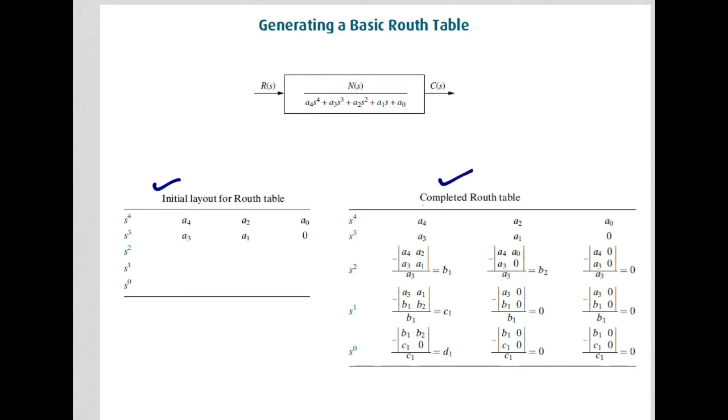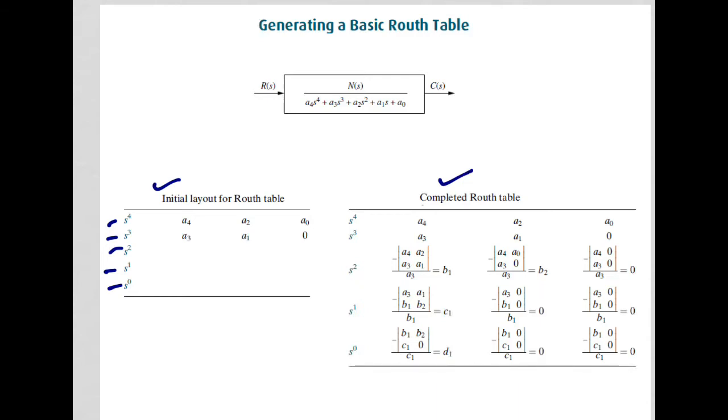Now first we begin by labeling the rows with powers of s, from the highest power of the denominator of the closed loop transfer function to S0. That is, first we label S4, S3, S2, S1 and S0. That is, we label the rows with the power of s from the highest power of the denominator of the closed loop transfer function to the minimum.